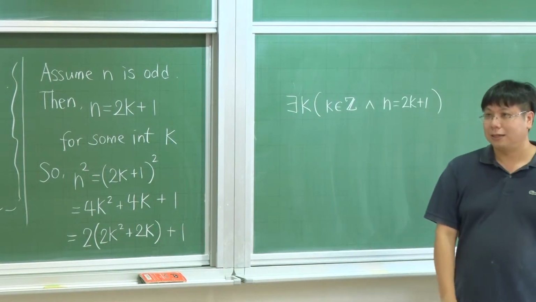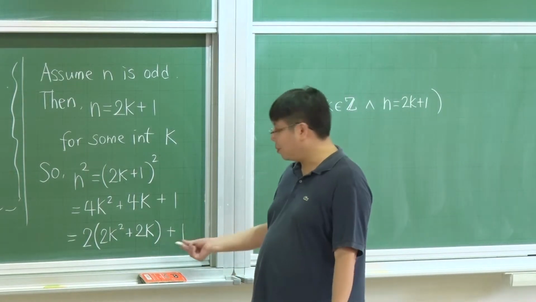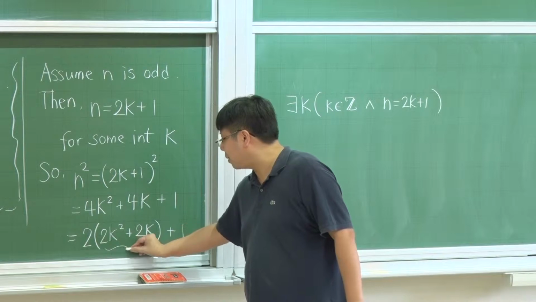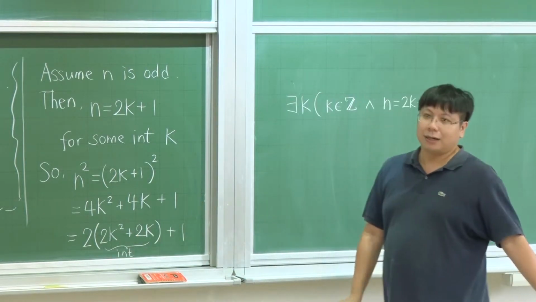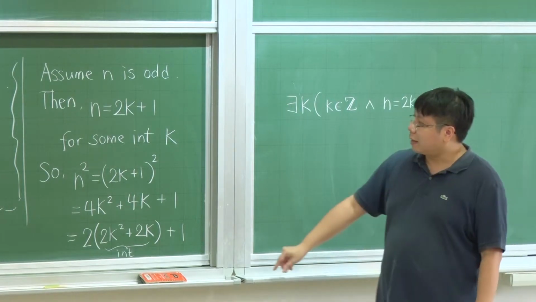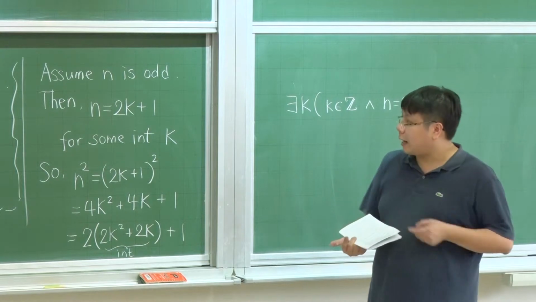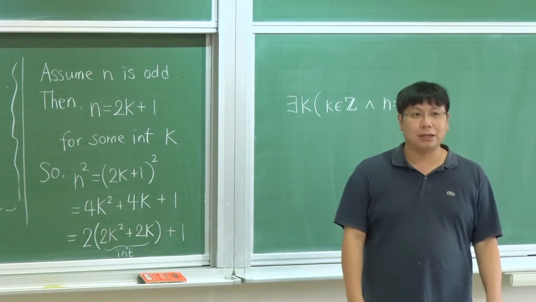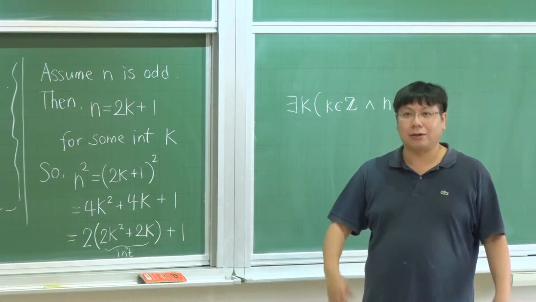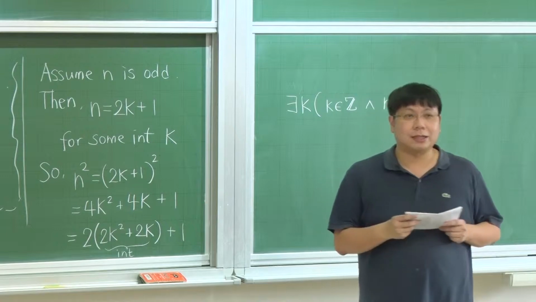Just to make sure that the one reading your proof understands what you are talking about, you may quote that this part is an integer. So at this point, we have shown that n squared is equal to 2 times an integer plus 1. So it is odd. So n squared is odd, we get the conclusion. Is that okay? So this is about direct proof.